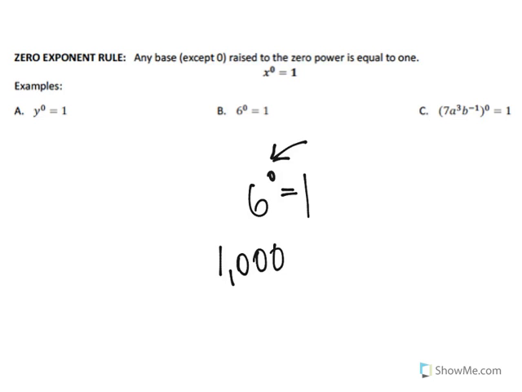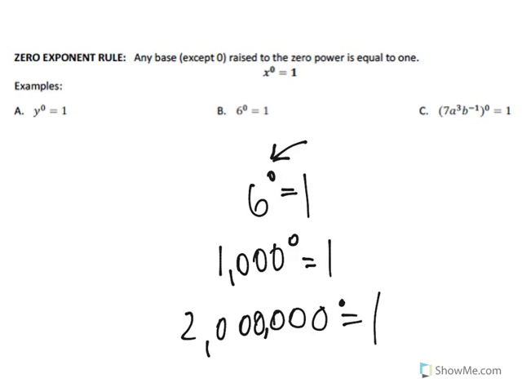So even if we have a huge dog, the dog is 1,000. If the little dog up top is a 0, it will always be 1. Look at these humongous numbers. Even if this is the base, if the exponent is 0, the answer is always 1.